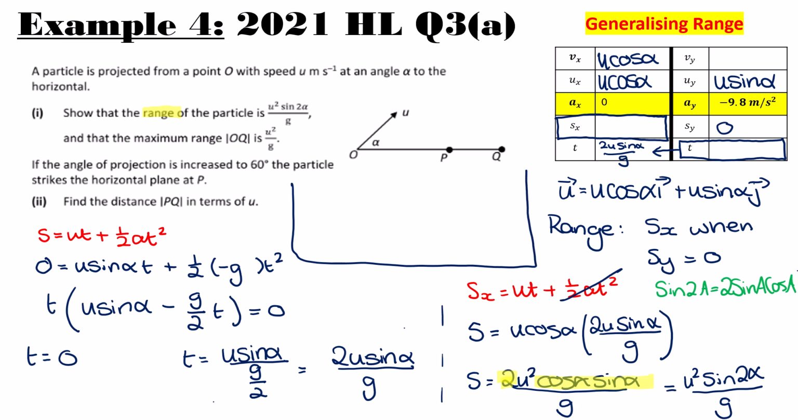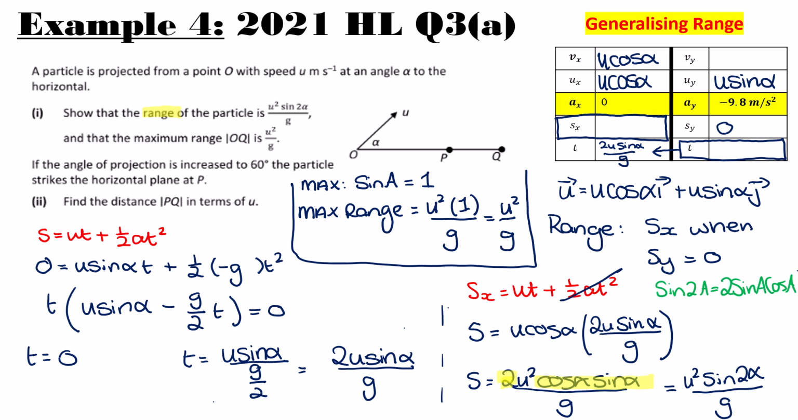Now, the second part of this, I'm just going to move up here where I have a little bit of space, is asking us for the maximum range. So the max happens when sine of an angle is equal to 1, because that's the biggest sine of the angle can be. It doesn't matter that it's a double angle. The biggest value sine can be is 1. So the max range is simply what we have, filling in 1 for sine, and that gives us u squared over g.